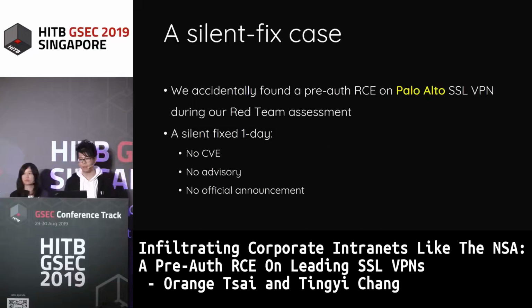For example, we disclosed a pre-auth remote code execution on Palo Alto SSL VPN 1 month ago. We found the bug accidentally. However, while reproducing it on the latest version, we failed. So we started to doubt if this was a known vulnerability. We searched all over the internet but could not find anything related. There is no CVE, advisory, or any official announcement. Therefore, we believe this was a silent fix.